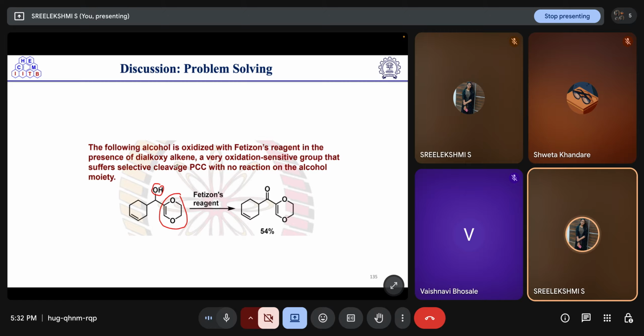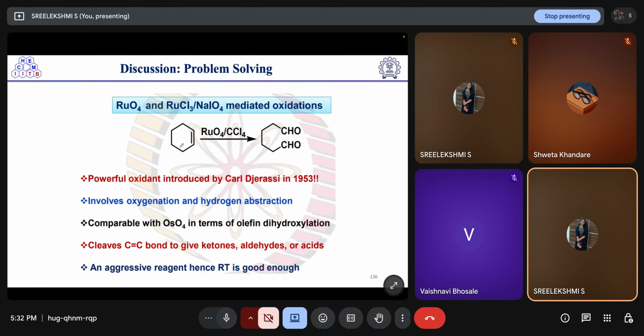So these are some examples to show that this reagent is very mild and we can use it to control the reactivity of the particular alcohol which we need to oxidize without affecting any other group.